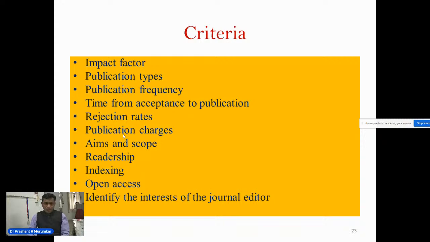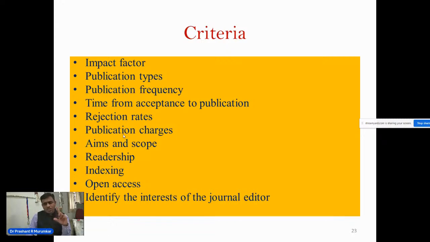Then publication type, whether it is subscription or open access, that also depends. There are certain journals which only publish review articles. Their impact factor is very high, but in that case actual research articles won't be published. So you should know what type of publication they carry out.